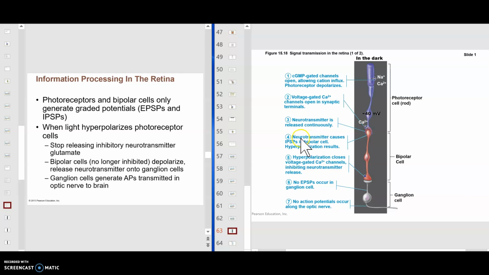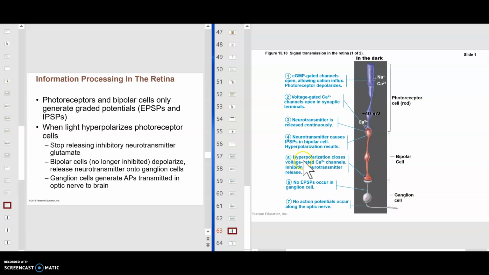So the neurotransmitter glutamate gives an IPSP at the bipolar cell, hyperpolarizes that. Remember, an IPSP is due to either a gate opening to chloride, which would come in and make it more negative, or opening to potassium to let it out to make it more negative, pulling it further away from a threshold. The ganglion cell can do action potentials. Everything here up to this point is graded. This is the one that does the action potential and carries it into the brain.